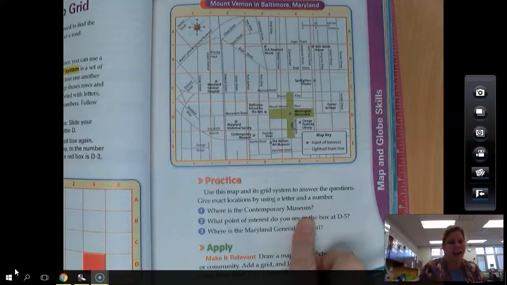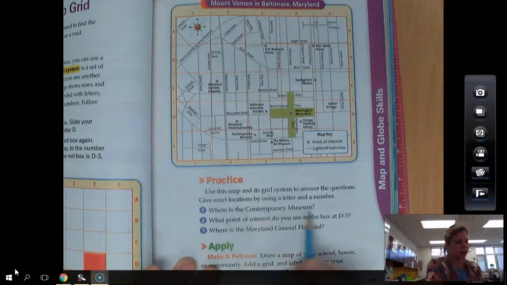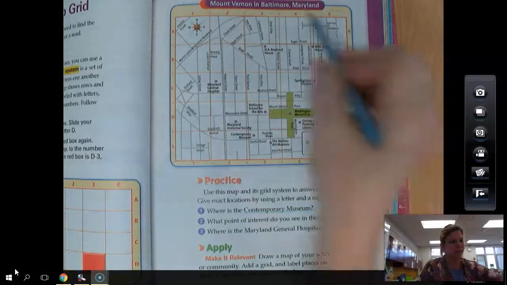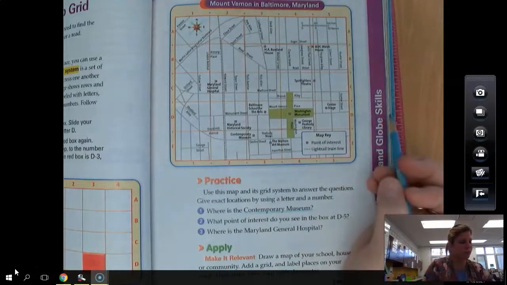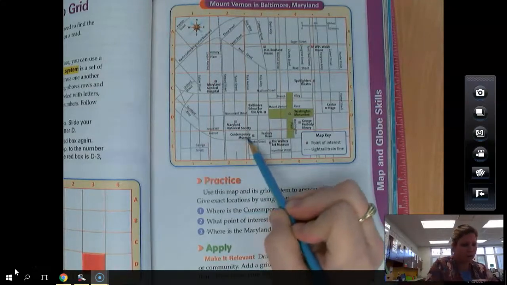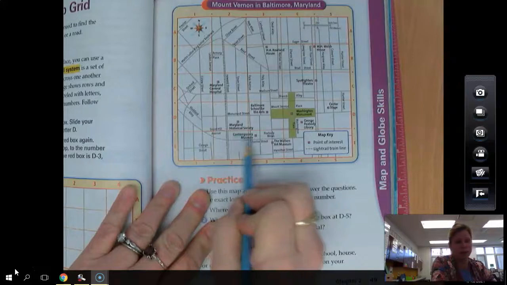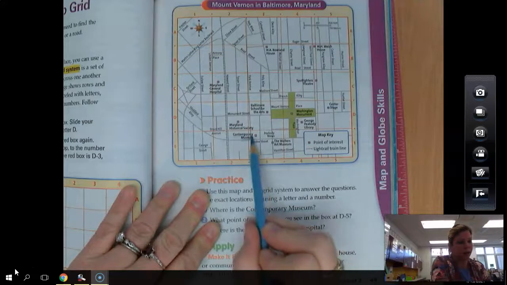Well, I don't know. I have to look at the map. So I want you to find Contemporary Museum. I want you to find this word, Contemporary Museum, up here in this map. See if you can find those words. Very good. It's right here, okay? I found the words Contemporary Museum. I matched them. Even though I can't read sometimes some of these words, all you have to do is match the words, and I matched the words.